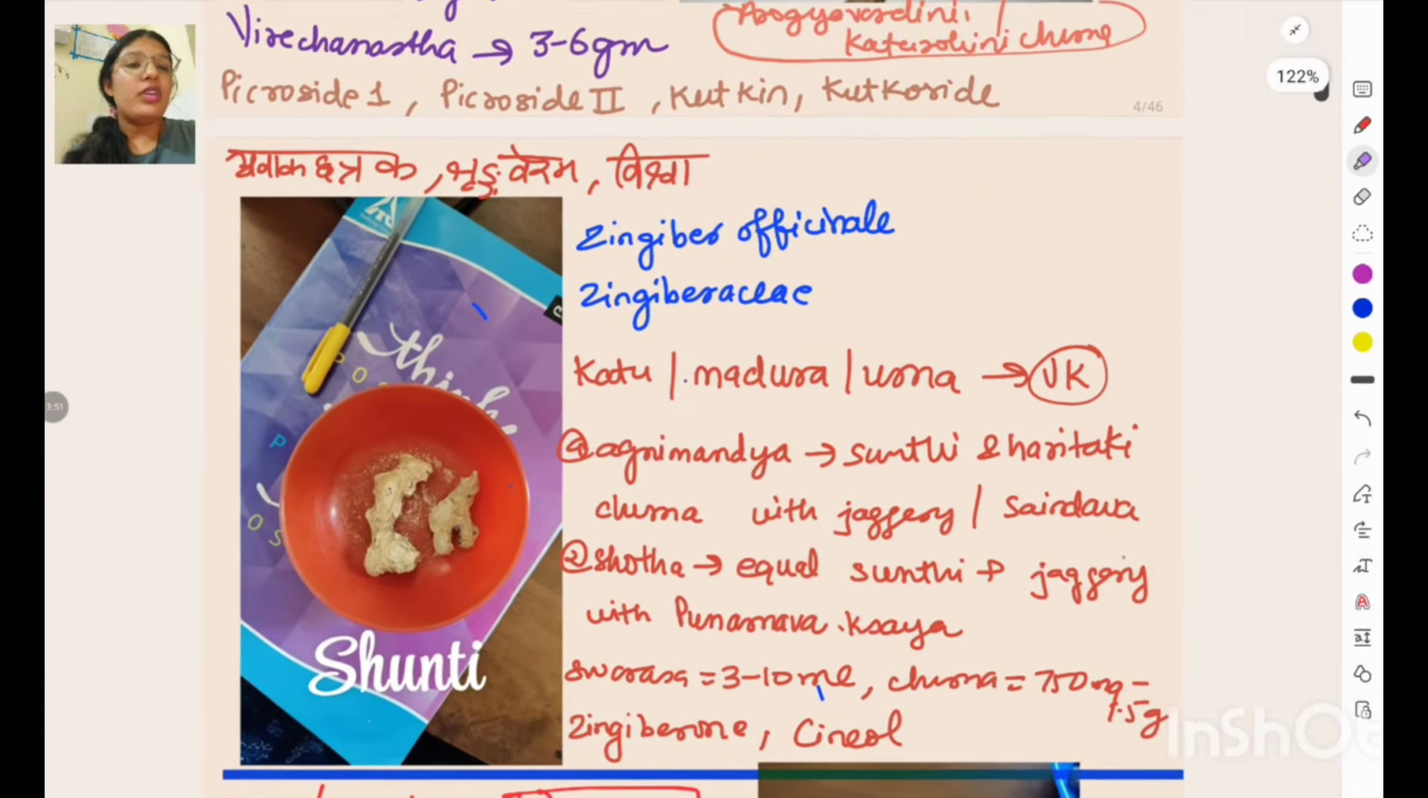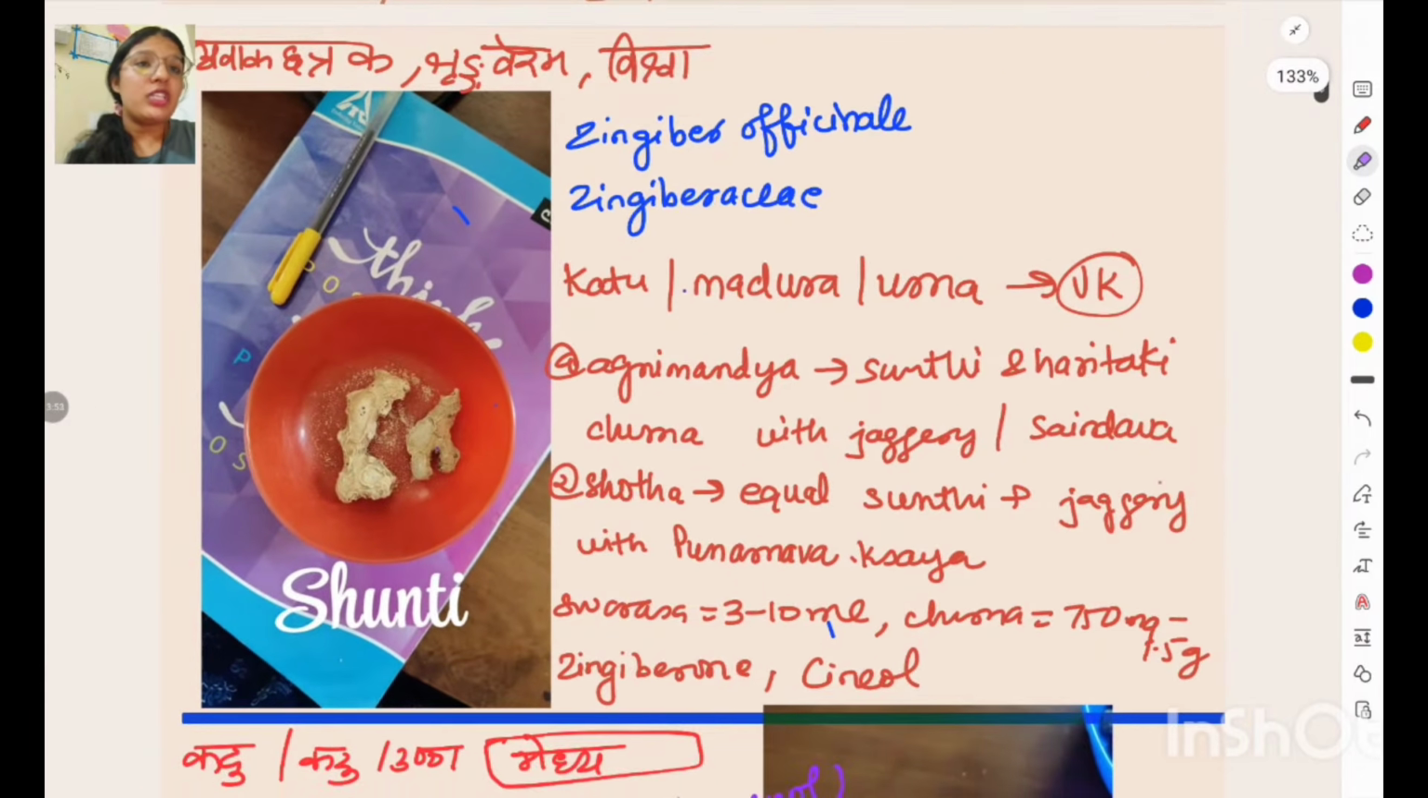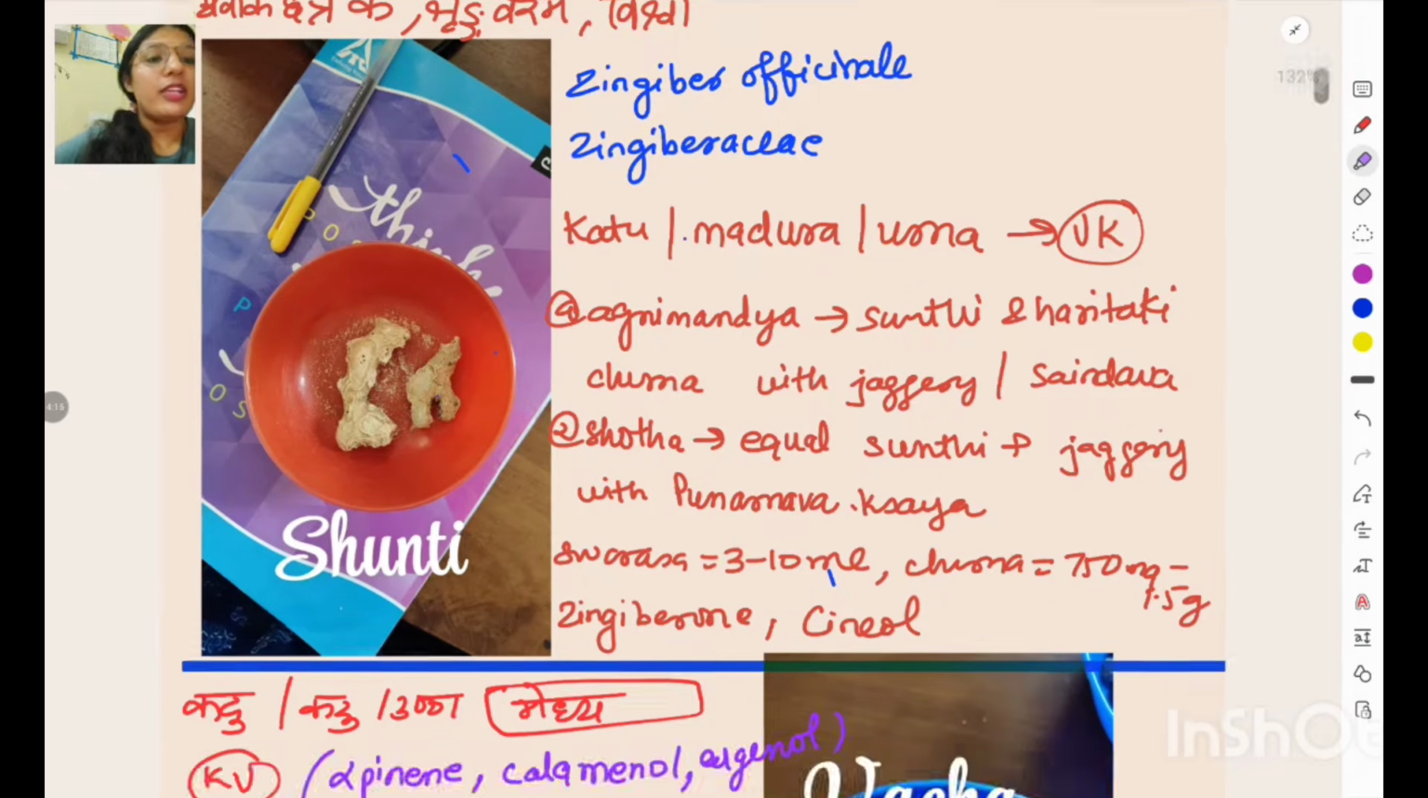Next is your Shunthi. Its synonyms are Avak, Chhatrakam, Shringivera, Vishwa, Zingiber officinale, Zingiberaceae family. Then these are some of the important formulations, along with their Kalpana forms, and this dose you can see, Churna dose is 750 milligrams to 1.5 grams. Since ginger is usually used in the kitchen, but its dose is very less. Okay, these are the important points.